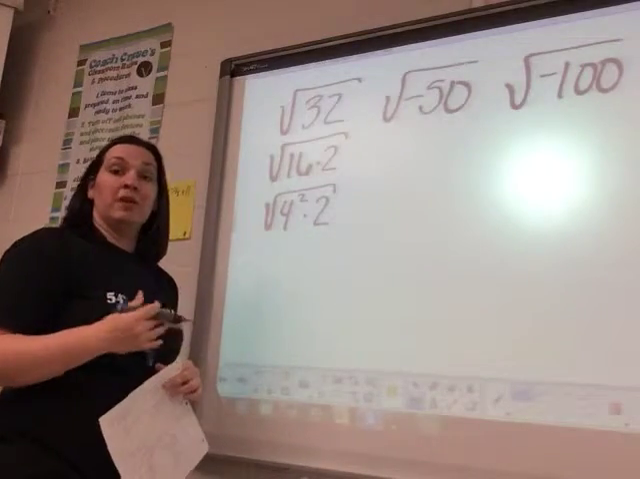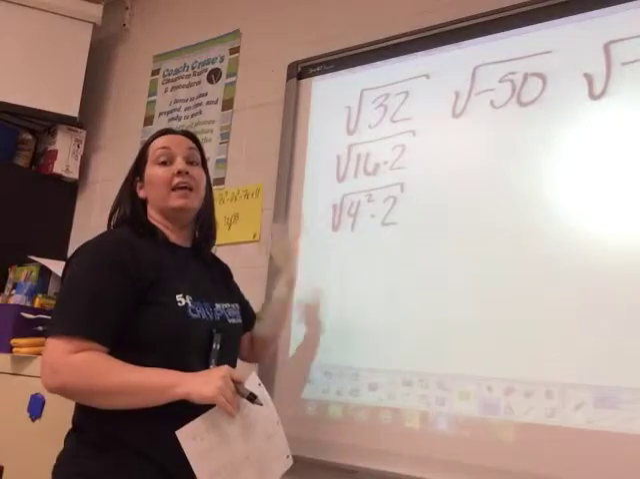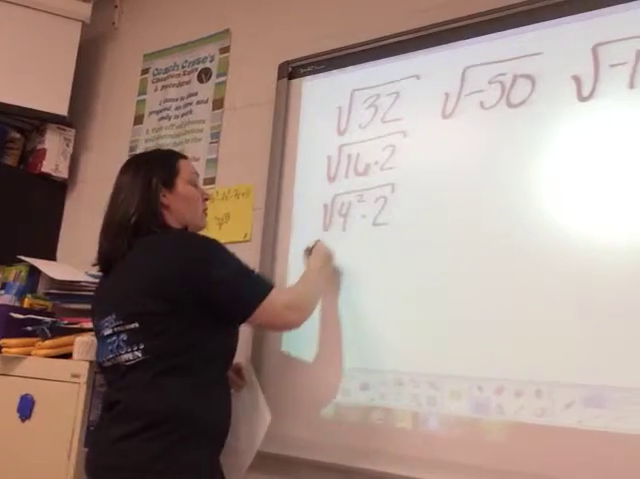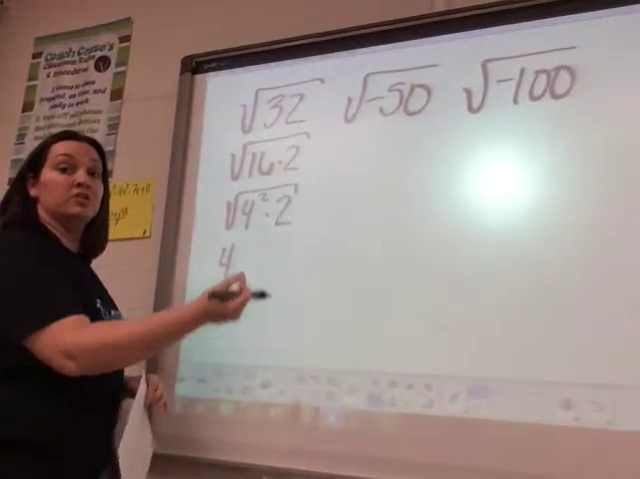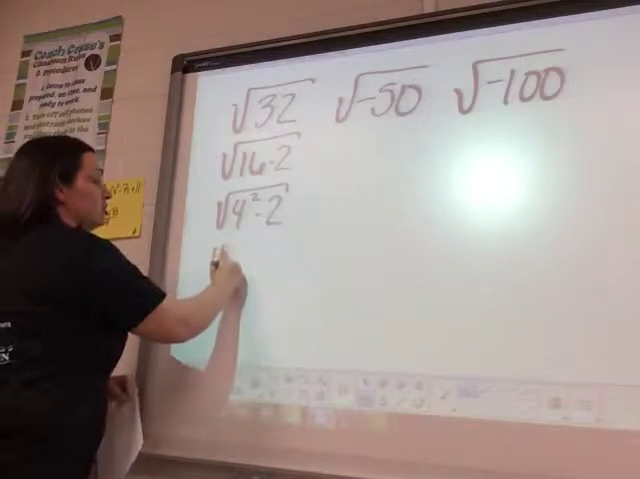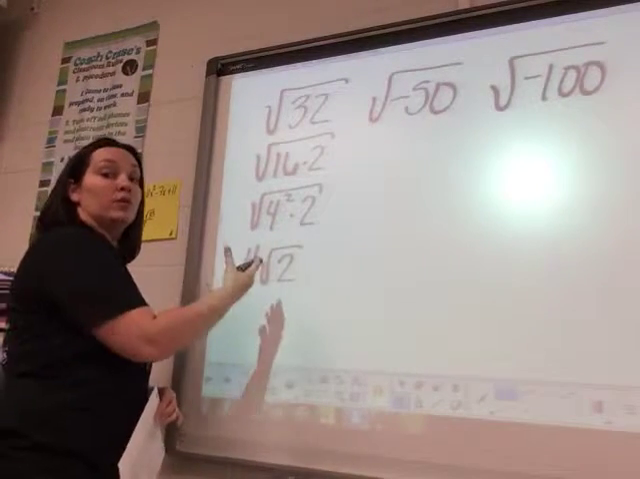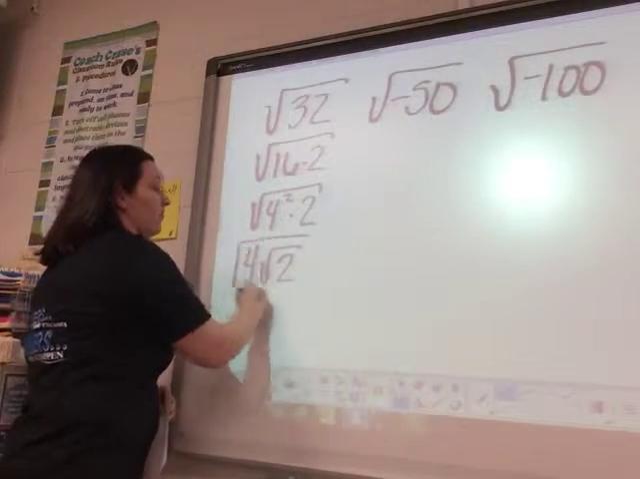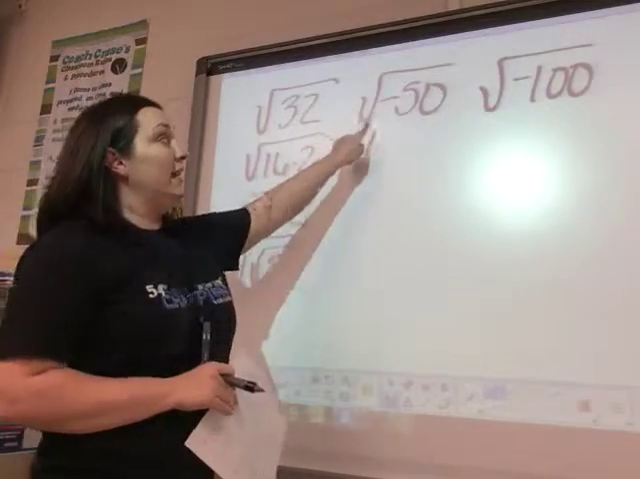And we go back to that same mathematical process. A square and a square root are opposites. They cancel each other out. So that 4 can come outside the radical as a 4, not a 4 squared, because the square and the square root cancel. And the 2 doesn't cancel. It remains on the inside. So radical 32 is really 4 radical 2. Same thing.